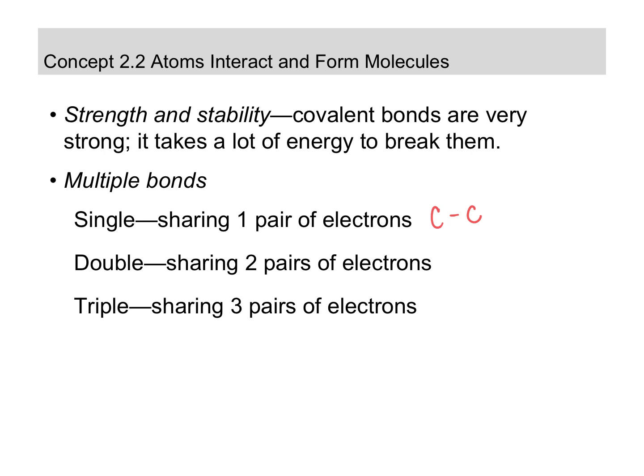Carbon atoms can also form double bonds when they share 2 pairs of electrons, and it would look like this. Carbon atoms can also form triple bonds where they share 3 pairs of electrons, and that is what that would look like.